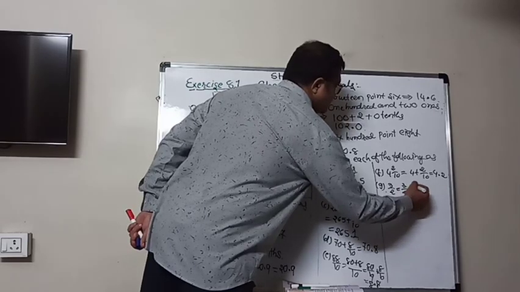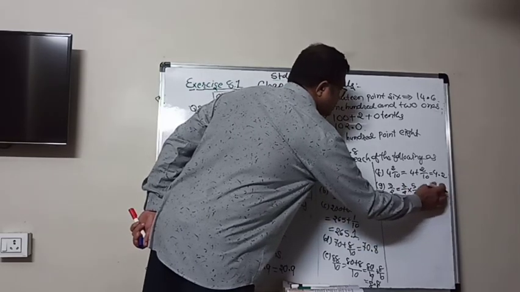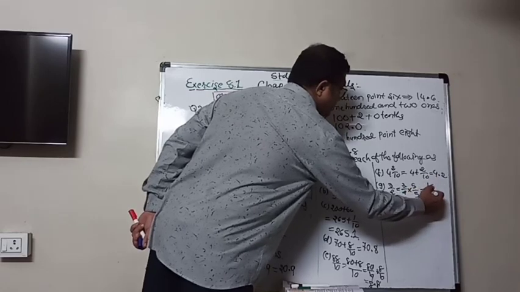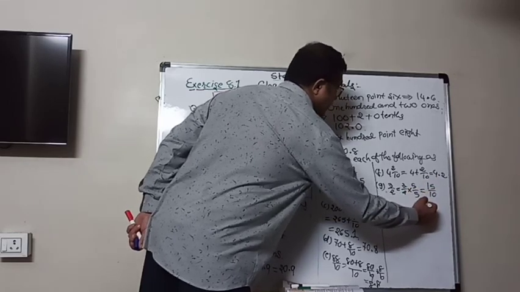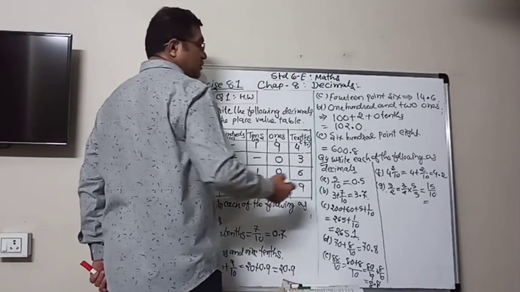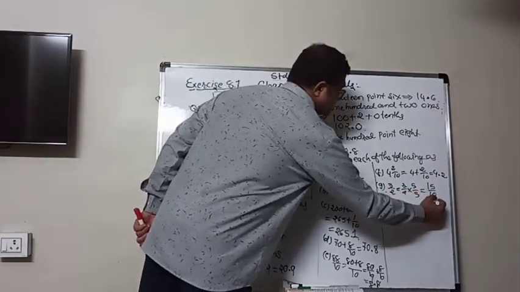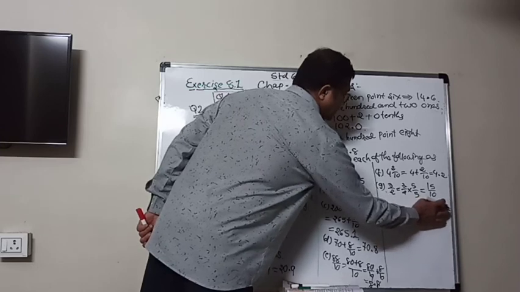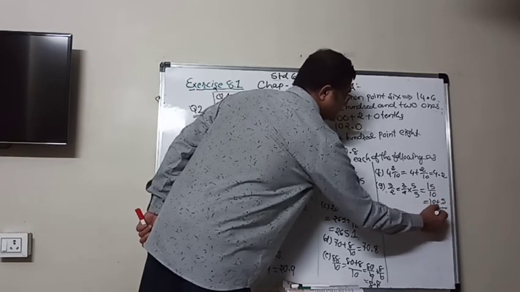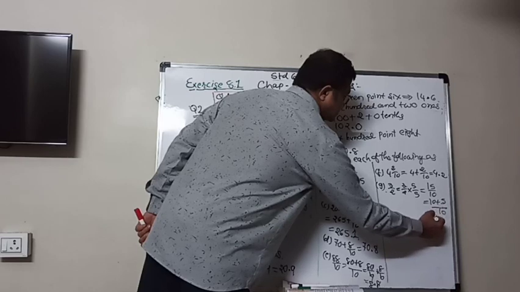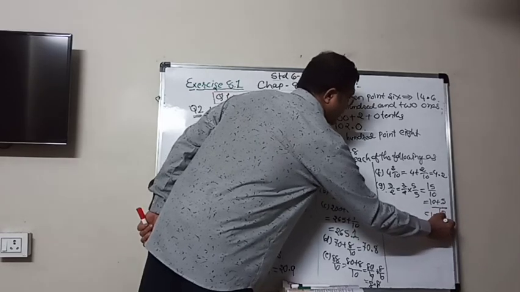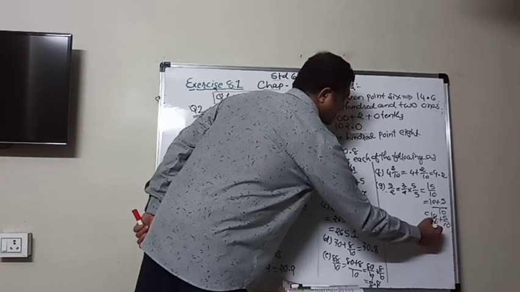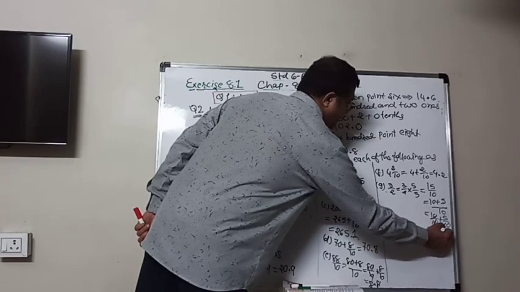And that is 3 5s are 15 upon 10. And that will be like 10 plus 5 upon 10. So that is 10 upon 10 plus 5 upon 10. 10 upon 10 is 1. The answer is 1.5.